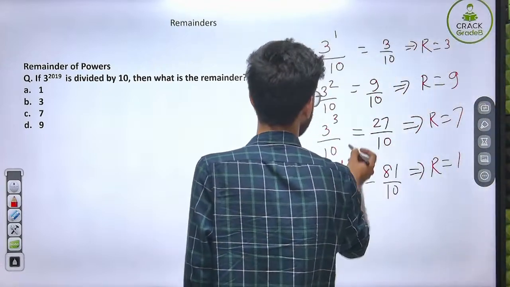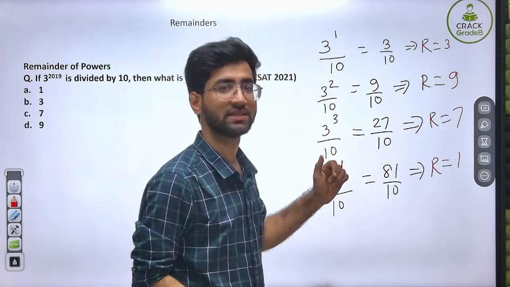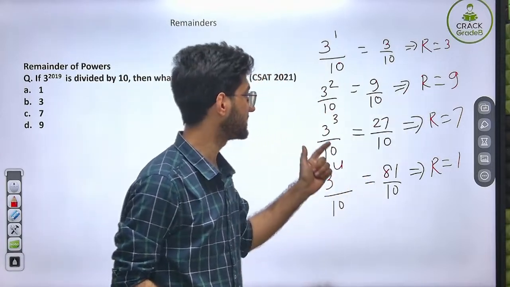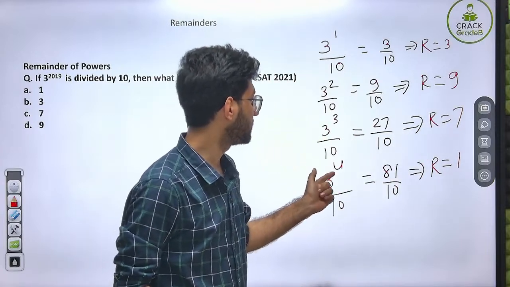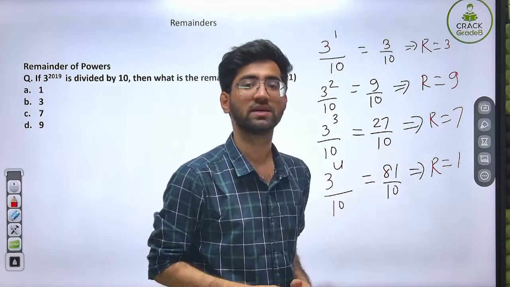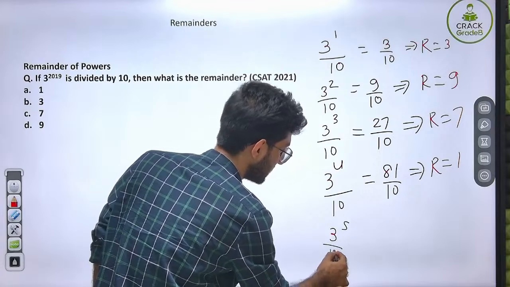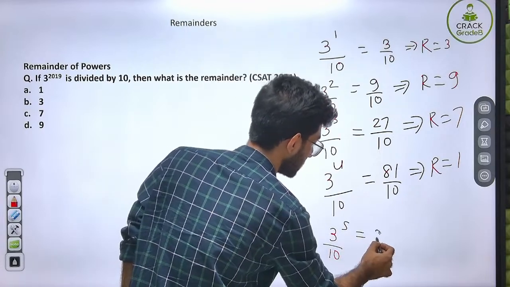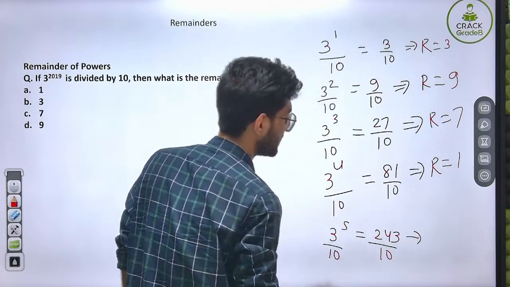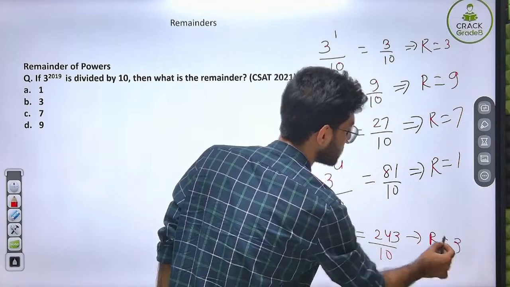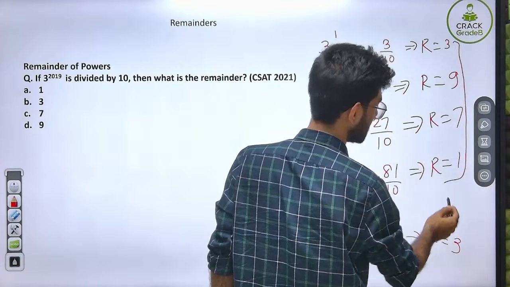Now notice this: if you divide 3 to the power 1 by 10, the remainder is 3. 3 to the power 2, the remainder is 9. 3 to the power 3, the remainder is 7. 3 to the power 4, the remainder is 1. Now if you divide 3 to the power 5 by 10, you get 243, and if you divide 243 by 10, you get remainder 3. You should be able to notice one thing: the remainders have started to repeat themselves.